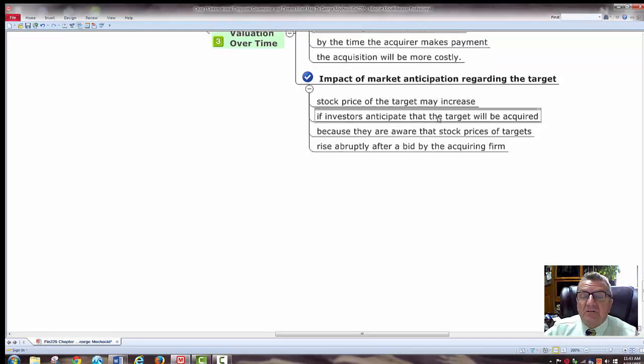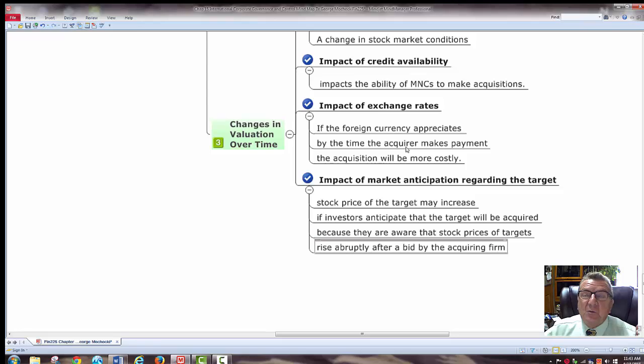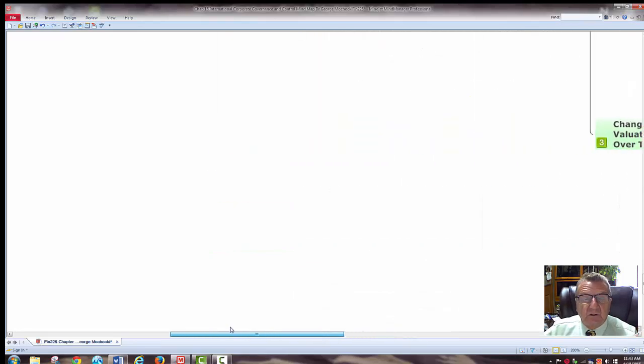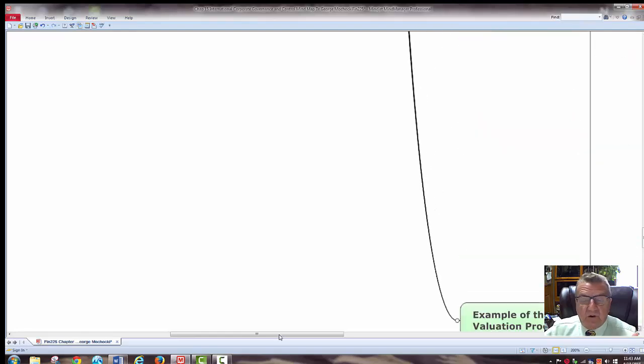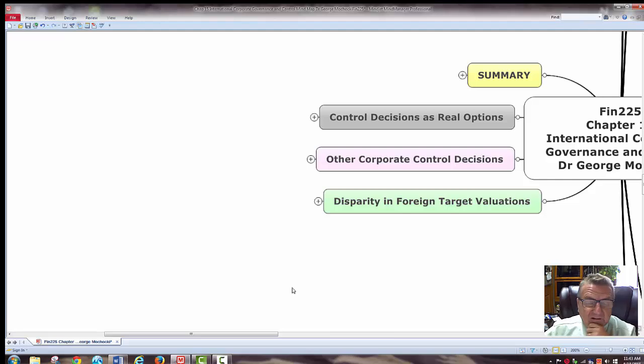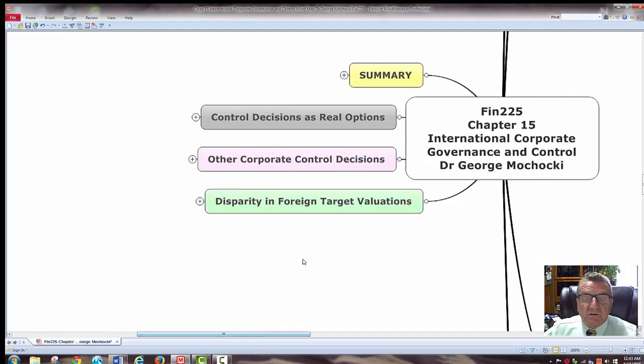And the investor anticipates that the target will be acquired, because the stock prices of the target rise abruptly after a bid by the acquiring firm. They're going to go up because people say, hey, you want it, you're going to have to pay a little bit more. They try to keep it low key, or they acquire the stocks before people know what's going on. It's kind of hard to do nowadays, because if there's any kind of movement, stocks, technology, and software will pick it up.